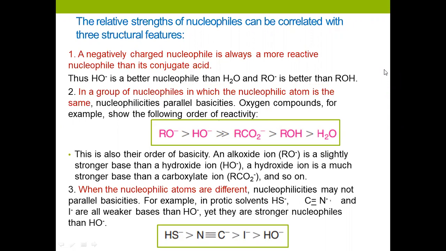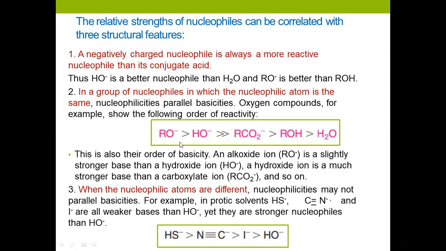So here, in a group of nucleophiles in which the nucleophilic atom is the same, you notice that the nucleophilic atom is O, oxygen. Only the partner of oxygen differs. RO negative is negatively charged. Here it's OH negative. Then RCO2 negative. What is RCO2? It's C double bond O and then C bonded to oxygen, so one of the oxygens contains only one bond. It's the conjugate base of the carboxylic acid, RCOOH. And then ROH and then water. So our nucleophile here is oxygen, oxygen, oxygen, oxygen, oxygen.